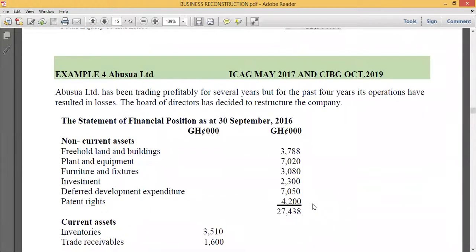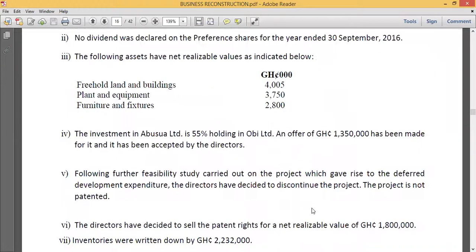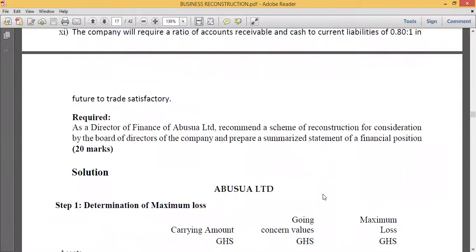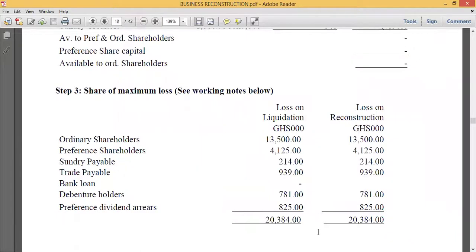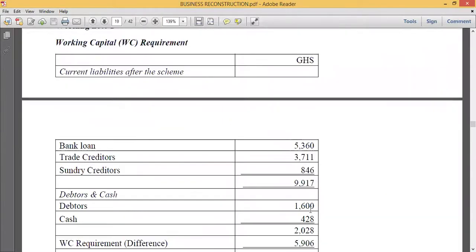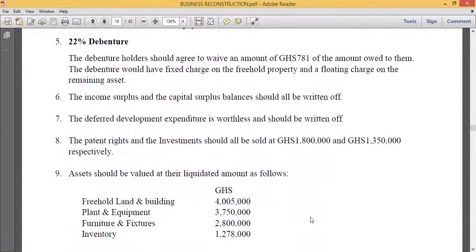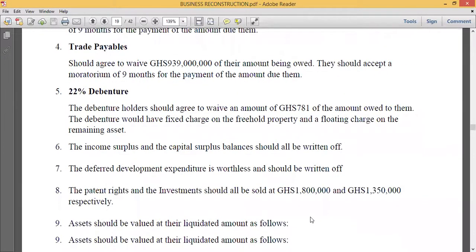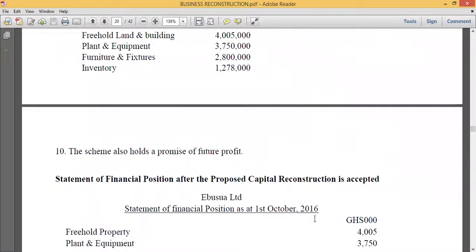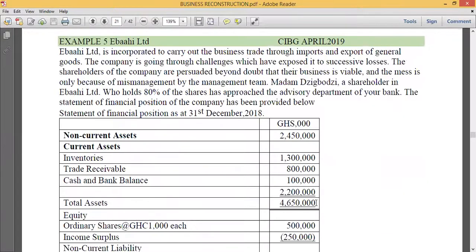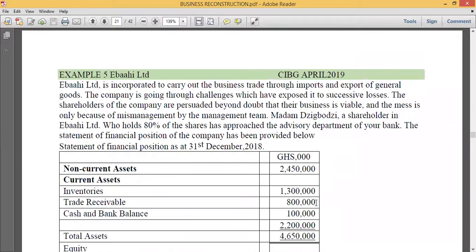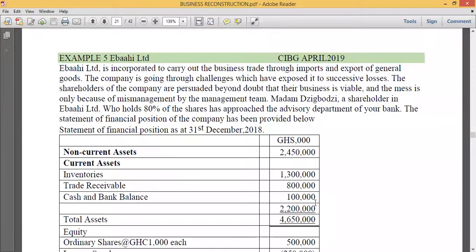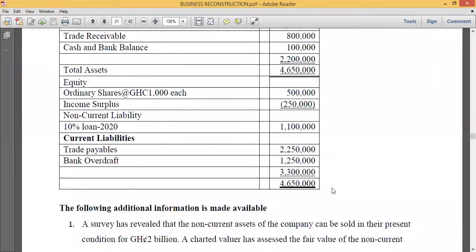Where is the question? The question is in the tutorial question, with no solution. What's the name of the question? This is not the question. That one is last year April, your past question.